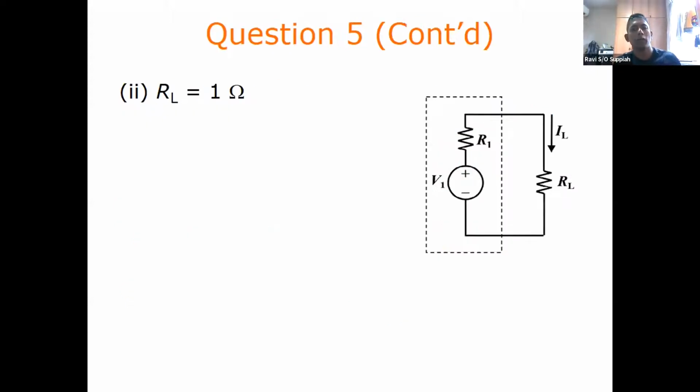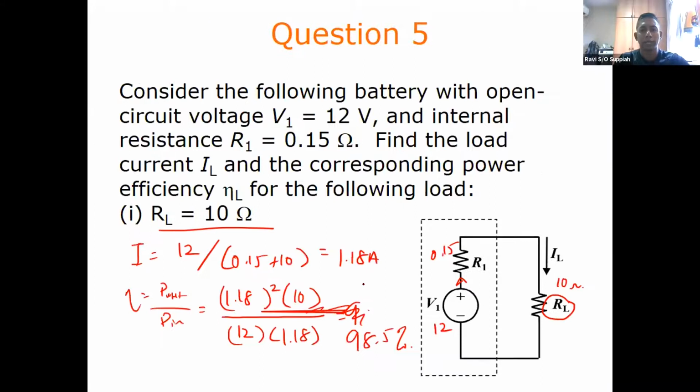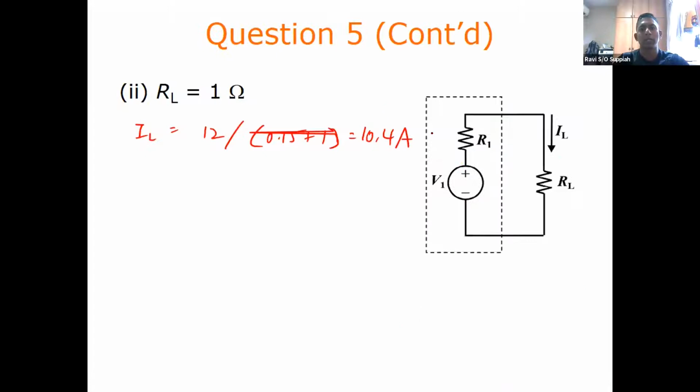How about when the load resistor is 1 ohm? Let's do the same thing. I'll get the current IL as 12 divided by 0.15 plus 1, and that will give me 10.4 ampere. If you compare this and this, you can see there's a huge jump in the current. Previously, the current was only 1.18. Now the current has shot up to 10.4, because of the very small load resistance.